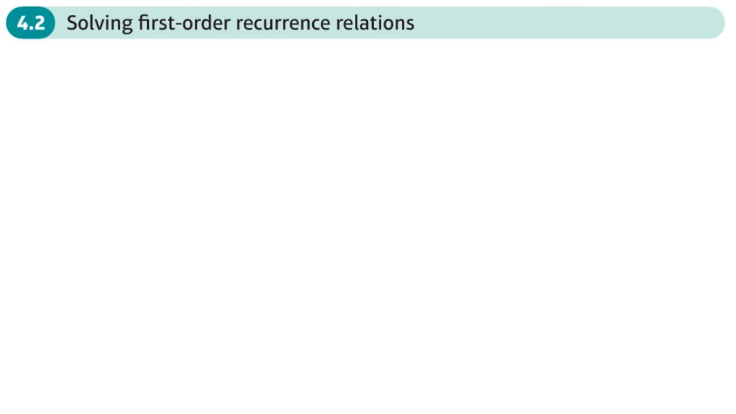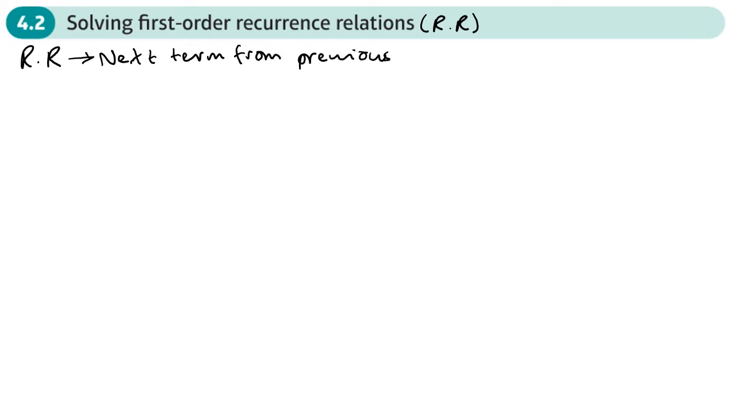This is the second section from chapter 4 on recurrence relations, and here we're going to be looking at solving first order recurrence relations. Now we know that a recurrence relation, I'll just call it RR, gives you the next term from previous term or terms.